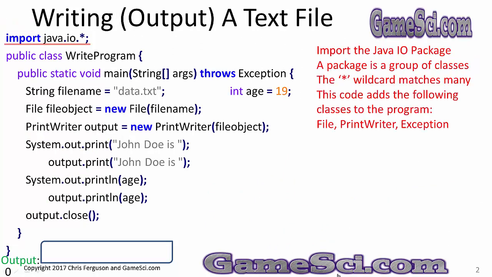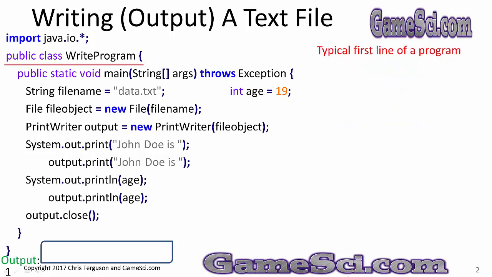We're going to import the Java IO package here in the first line of code. A package is a group of classes. The star wildcard matches many classes. This code adds the following classes to the program: the File class, the PrintWriter class, the Exception class. In Java, we must import classes that our program needs in order to use them in the program.